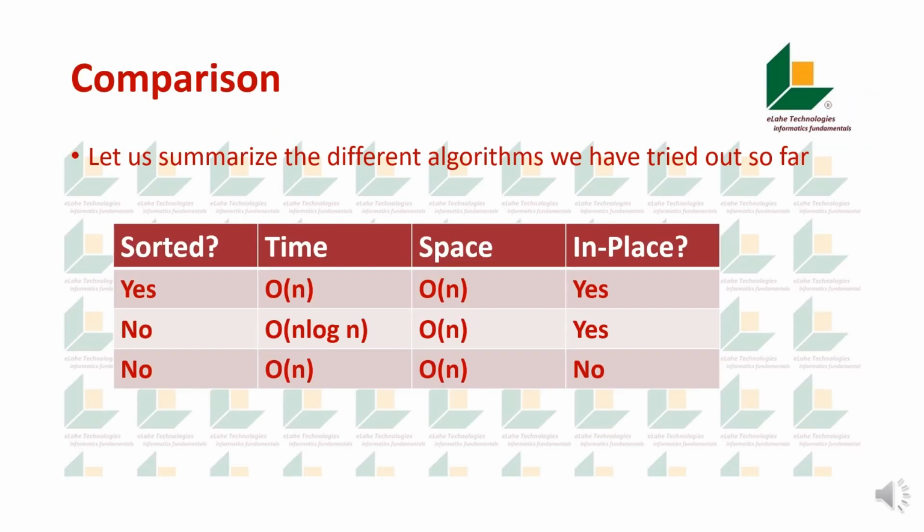Let us summarize the different algorithms we have tried out so far. For sorted arrays, we can provide an order n time, order 1 space, in place solution. For unsorted arrays, we can either solve the problem in place in order n log n time, or else we have a linear time solution which uses an additional buffer. So, a question is, can we solve the problem in place in linear time?